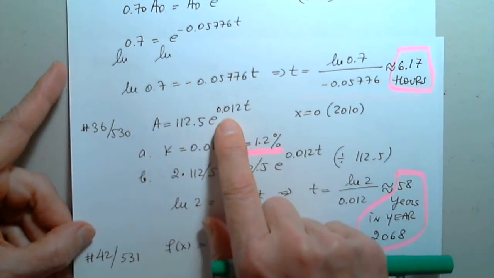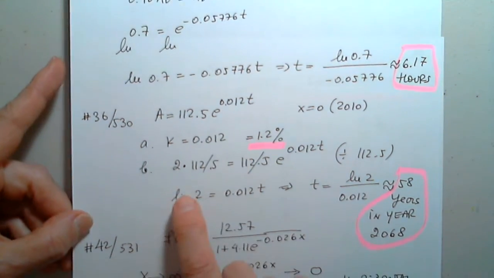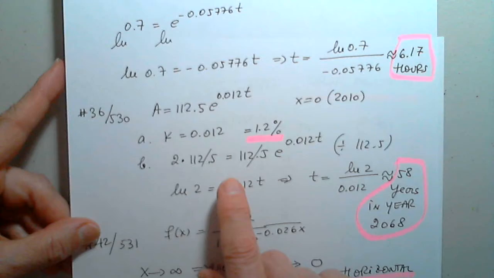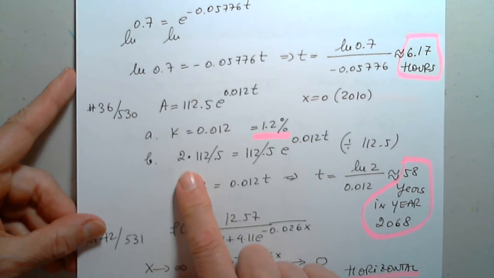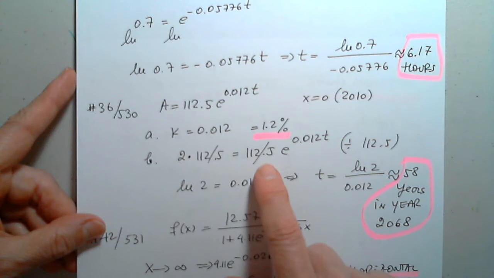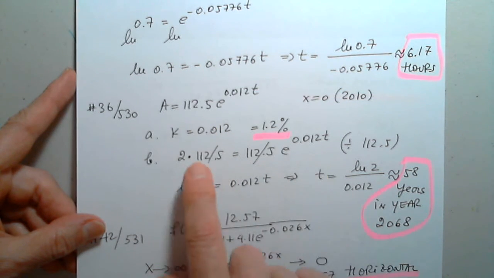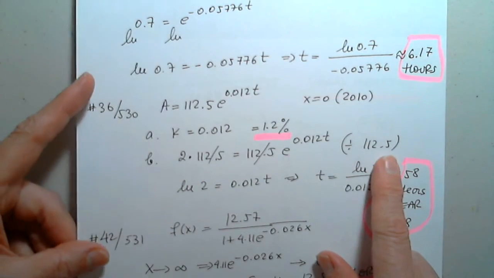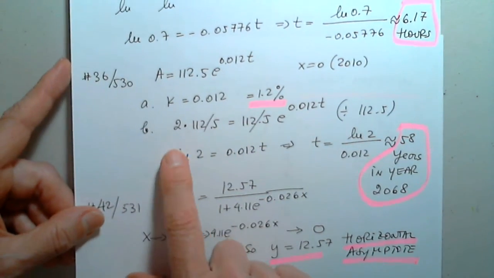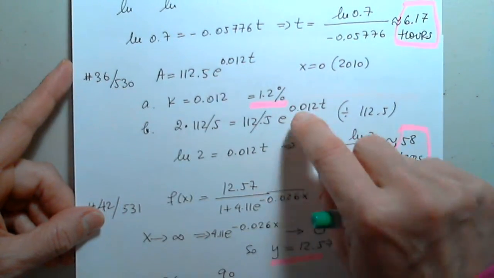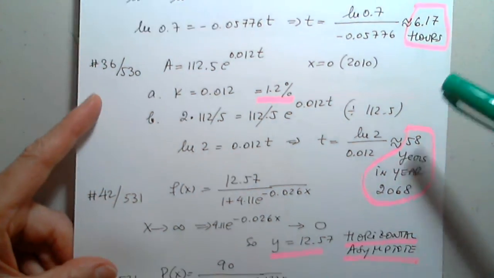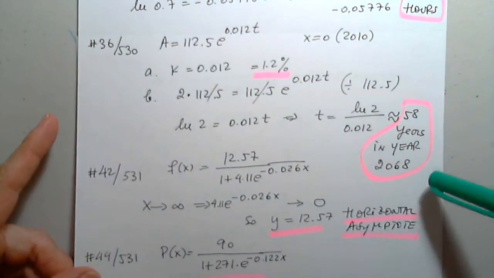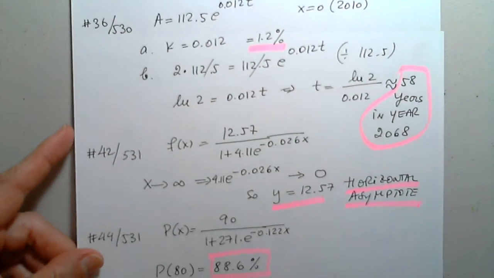Here we're asked to find the k, which is right here. That's the k. And then we are asked when the population will double. So 2 times the original equals the original times this. So I divided both sides by 112.5. I applied natural log, 2 equals natural log of this, bring the power down, and natural log e, as we know, is 1. So t equals 58 years, which is year 2068.